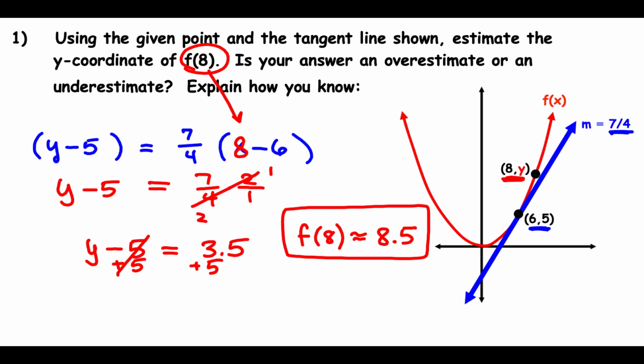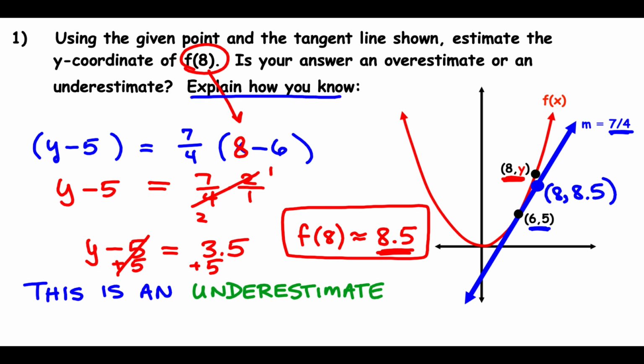Okay, so the first part of the question has been answered. The question goes on to say, is your answer, the 8.5, an overestimate or an underestimate of the actual answer? And in this case, it's an underestimate. Here's how I know. This 8.5 that we got by using the line, so on the line right here, that's the point (8, 8.5). You can see that the real answer is slightly above, so the 8.5 is an underestimate.